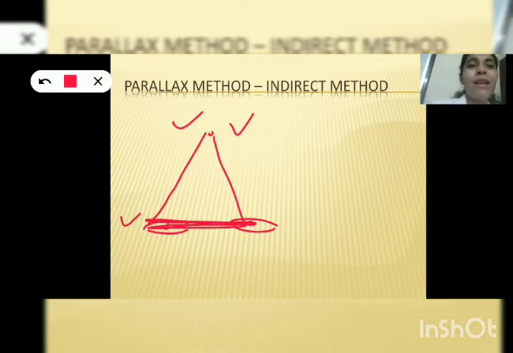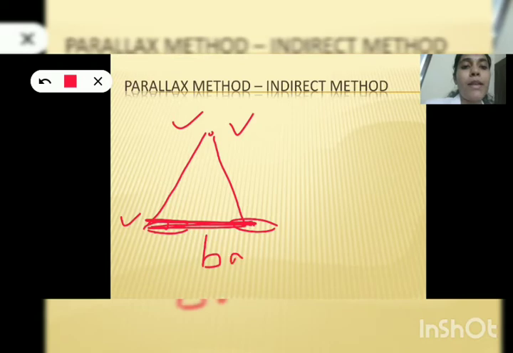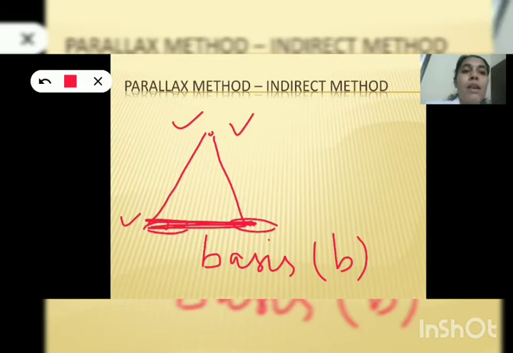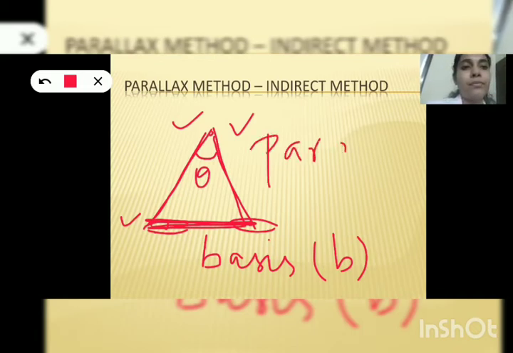So this phenomenon is known as parallax. Then there is a difference between the two sides of observations. The difference between two sides of observations is called basis in parallax method. Basis B. Then here an angle is subtended through the direction of observation. This is one direction of observation. This is another direction of observation. So the angle subtended by two different directions of observation is known as parallax angle or parallactic angle.